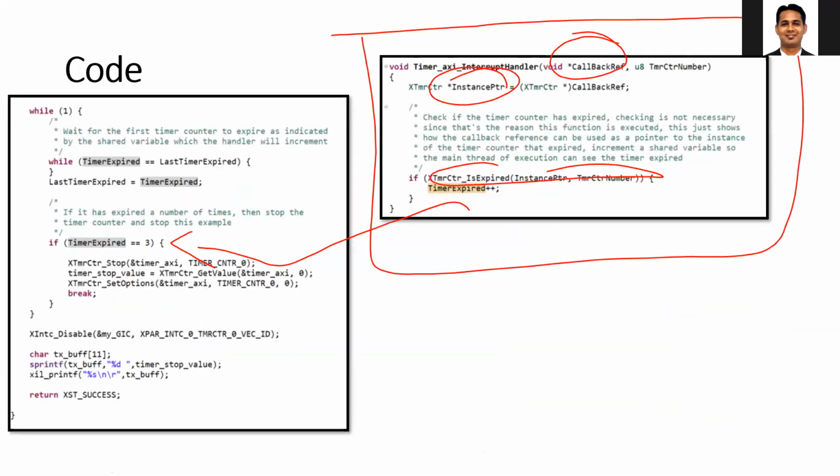Okay, so for example, here if you see, we have created one character buffer. Suppose this is the timer stop value. I'm converting it into a string, and then I am printing it here, and you will see that this timer stop value will be printed on the TCL console. Now I'll show you the demo of how it works.